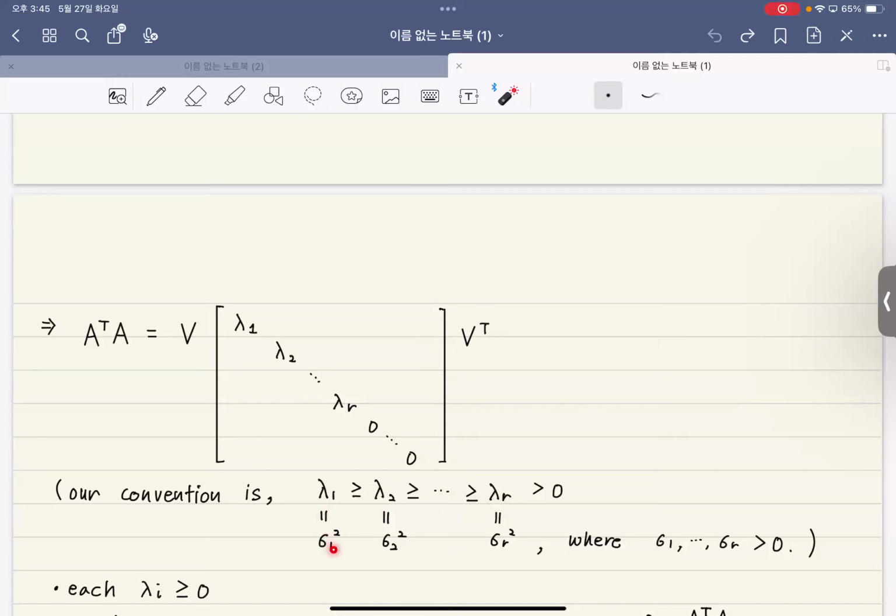So I am introducing the numbers sigma 1 to sigma r, where sigma 1 is the square root of lambda 1, sigma 2 is the square root of lambda 2, and sigma r is the square root of lambda r. These sigmas also respect the inequalities: sigma 1 is the largest and sigma r is the least. These numbers are called the singular values of the matrix A.